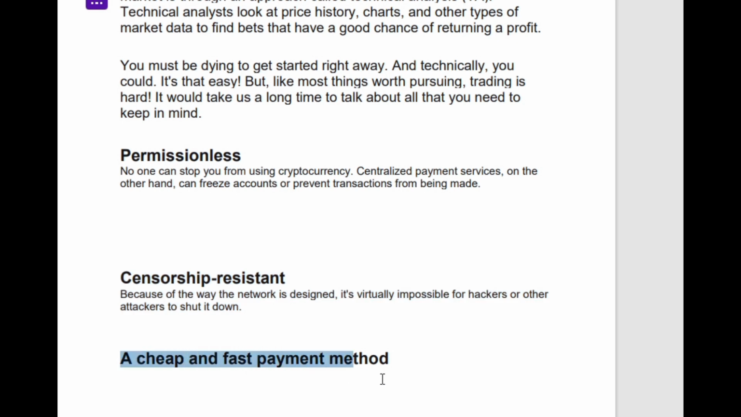Cheap, fast payment method. So please tell about that. What is that? Cheap is your assignment. You can talk about it in the comment section. Discuss what a cheap and fast payment method is. So please highlight in the comment section what I do and what I am doing for the specification of the cheap and fast payment method, permission, censorship resistant.